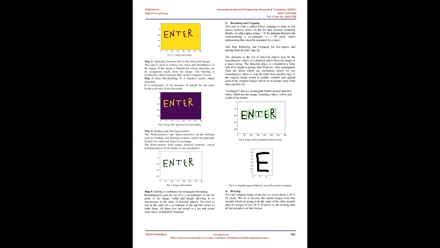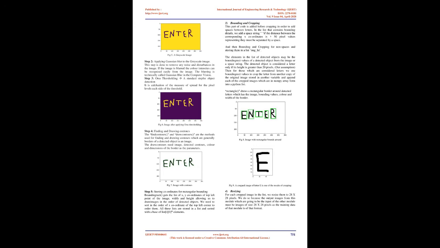3. Bounding and cropping. This part of code is added before cropping in order to add spaces between letters. In the list that contains bounding details, we add a space string if the distance between the corresponding x coordinates is 50 pixel values, representing that they must be separated by a space. And then bounding and cropping for non-spaces and storing them in a list img_lst. The elements in the list of detected objects may be the bounding rect values of a detected object from the image or a space string.